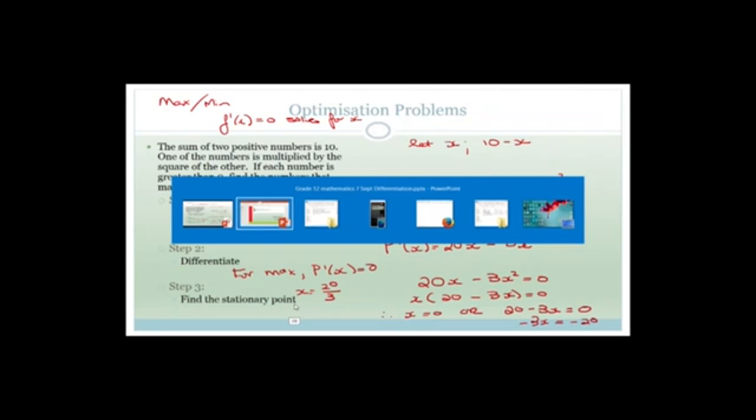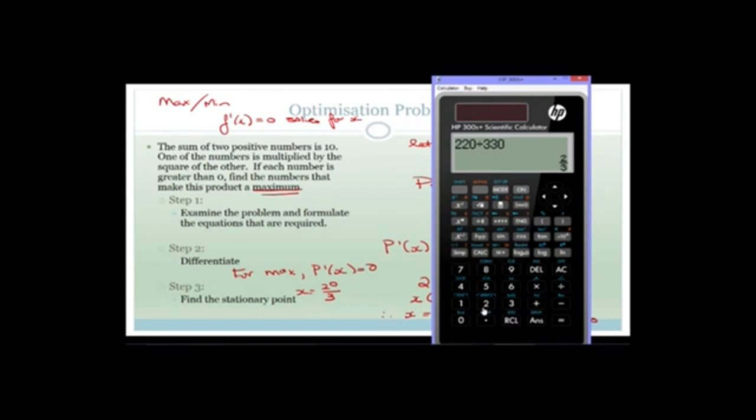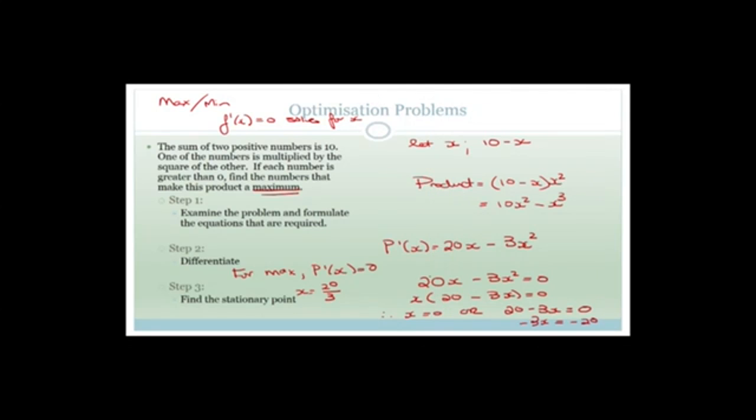And then obviously we need to get that into a proper number. So 20 divided by 3 is equal to 6.67, which is 6.7. Okay, so that's what the one number is. Okay, now we've got x equals 0 or x equals 6.7.